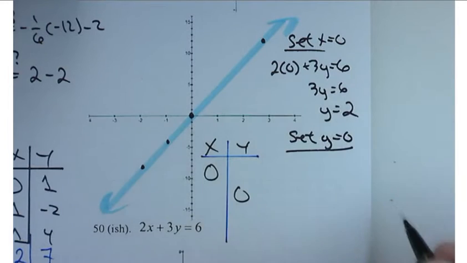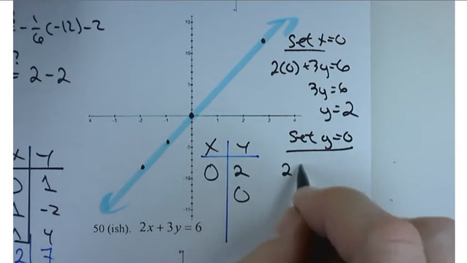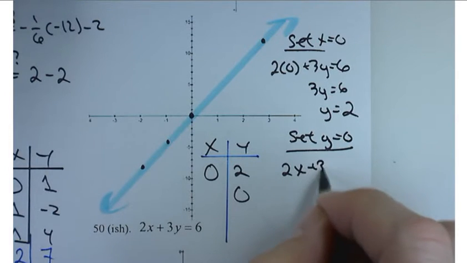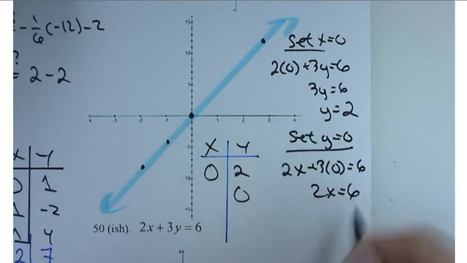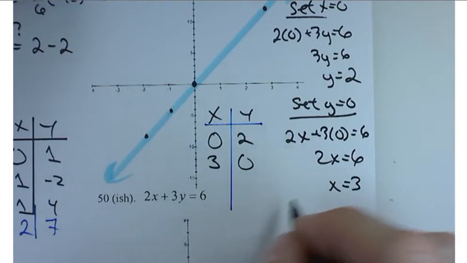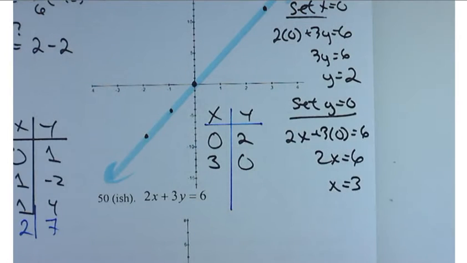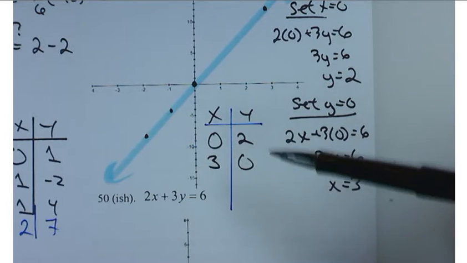Let's set y equals 0. If y is 0, 2 times x plus 3 times 0 equals 6. x equals 3. I need one more point, and I've done the easy ones. Any suggestions? Keep it simple.